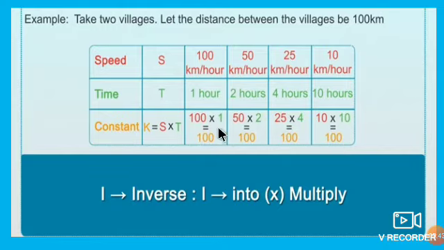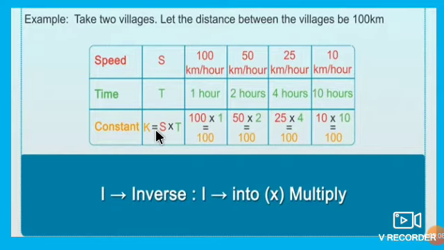Here also this product is a constant in the inverse proportion. In direct proportion the ratio is constant, but in inverse proportion the product of the two quantities is constant: 100, 100, 100 and 100. Understood? This is the difference between direct proportion and inverse proportion.